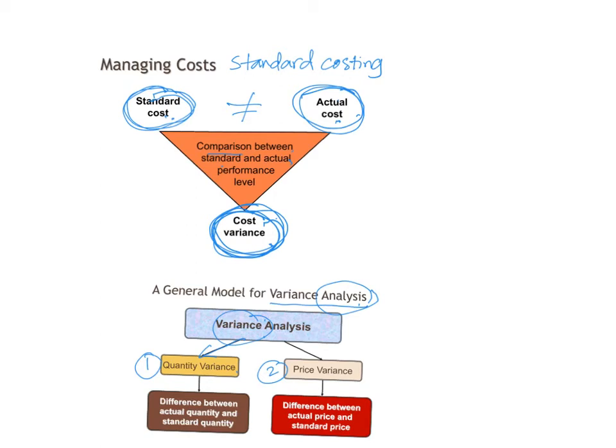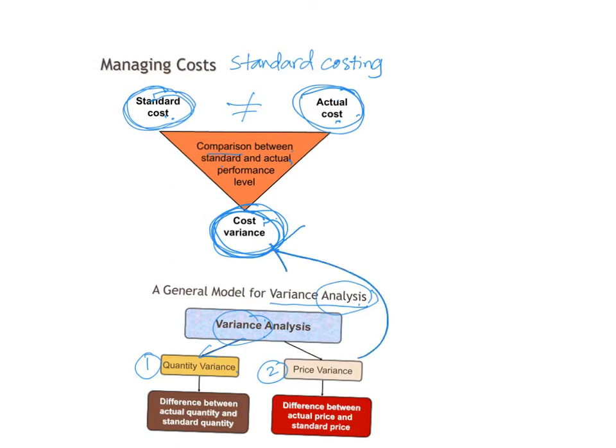Okay, so now you know what drives the difference, or the variance, in cost. The first one is what we have looked at, due to the difference in quantity used and quantity targeted. And number two is because of the difference in price. So that is what will give you the cost variance.